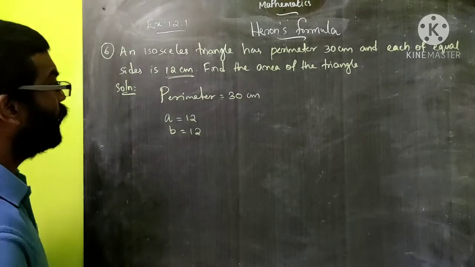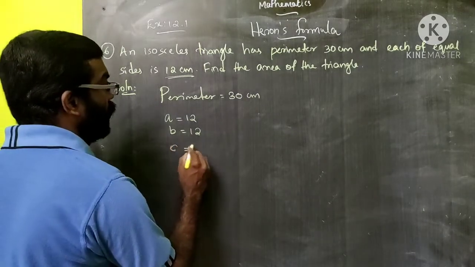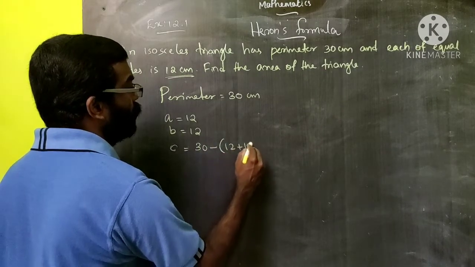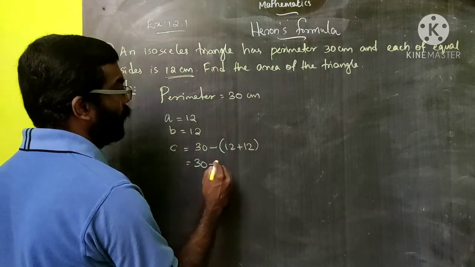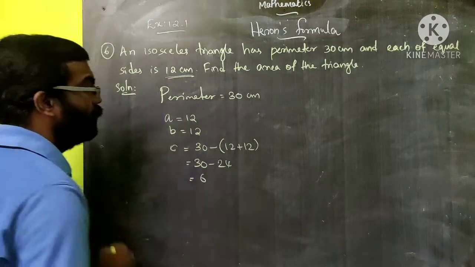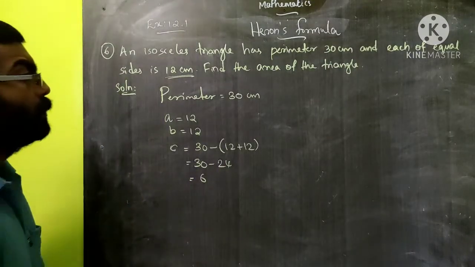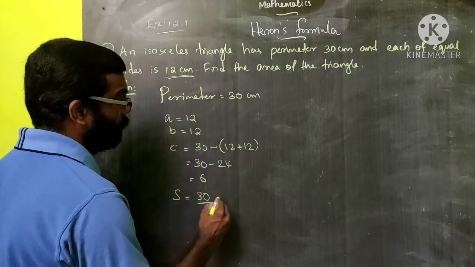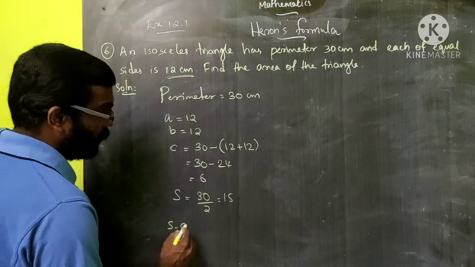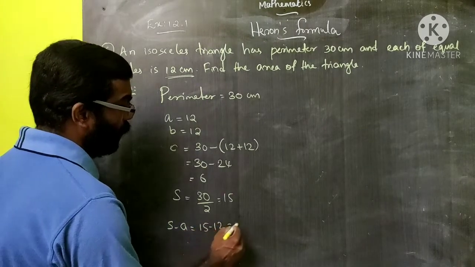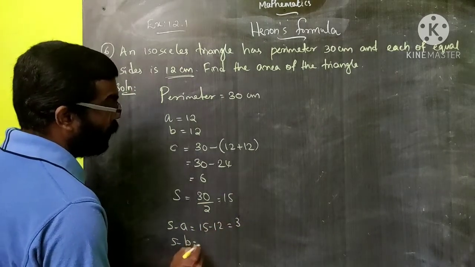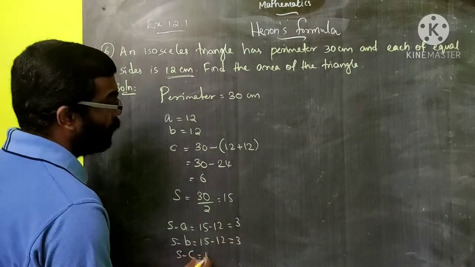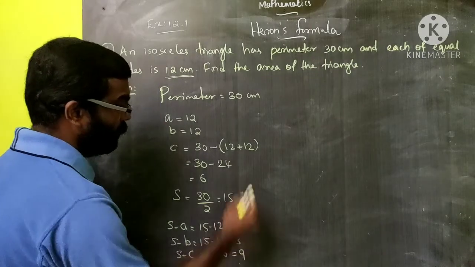So first of all we can find the third side. C is equal to, we know the perimeter, so 30 minus the sum of the other two sides, 12 plus 12. So 30 minus 24 which gives 6. Now we know all the three sides, so we can write the semi-perimeter first. S is equal to 30 by 2, 15. S minus A is equal to 15 minus 12, 3. S minus B is equal to again 15 minus 12, 3. And S minus C is equal to 15 minus 6, 9.